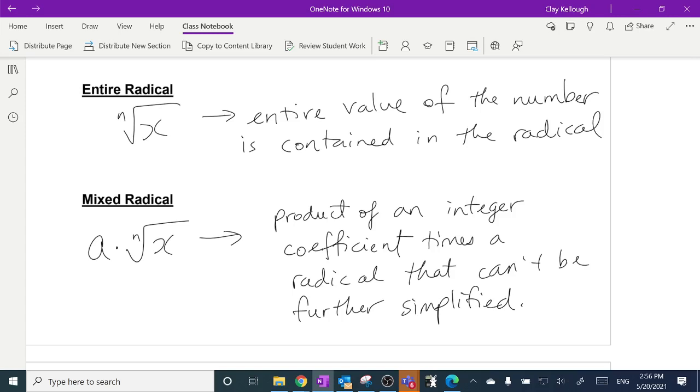So for example, an entire radical might be something like the square root of 48. But the mixed radical, using the same example, is 4 root 3. Right? Why is the square root of 48 the same as 4 root 3? Because there's a 16 in there that kind of escapes the bracket and becomes its square root, which is 4.